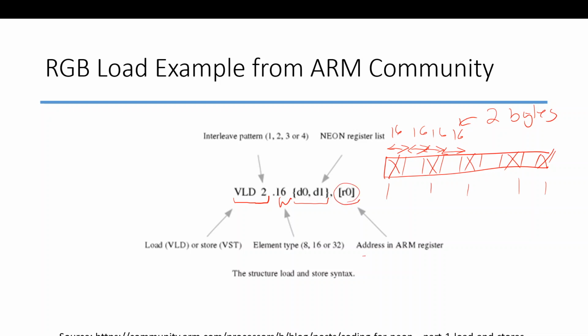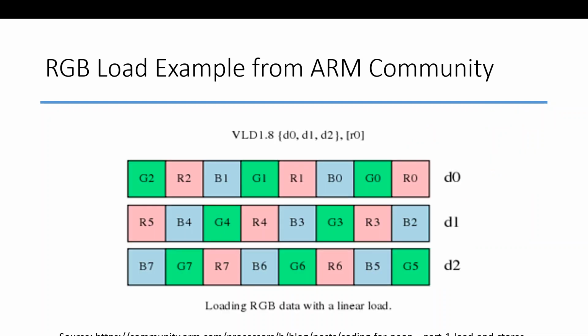R0 contains the address that's pointing to the very beginning of this list. There is no exclamation point, so after this instruction is completed, R0 is not going to be modified. So let's see what this looks like in terms of some examples.